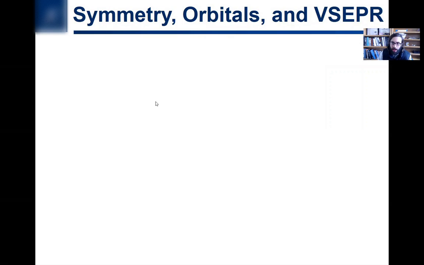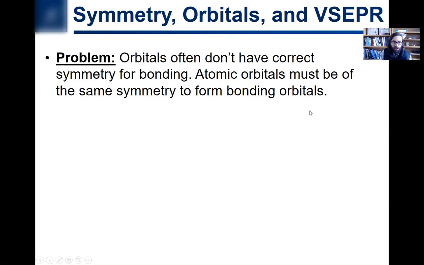All right, so now that we've kind of torn down the foundations of VSEPR, there's one other part that we have to attack from your general chemistry teachings, okay? And that has to do with hybrid orbitals and the symmetry of orbitals and their relation to VSEPR. So here's the problem, okay? Orbitals don't have, a lot of times, the correct symmetry for bonding. Atomic orbitals don't. And there's a fundamental principle.